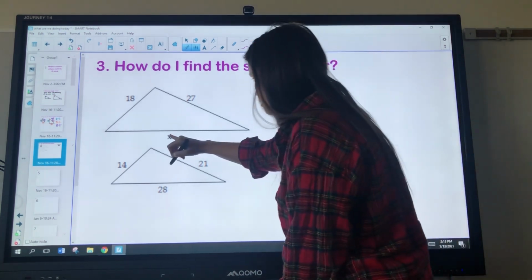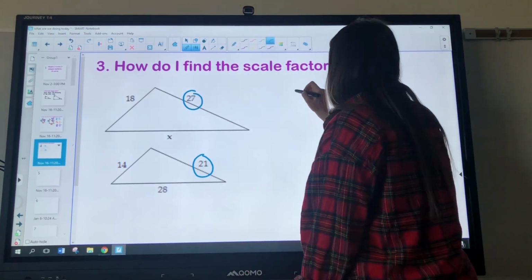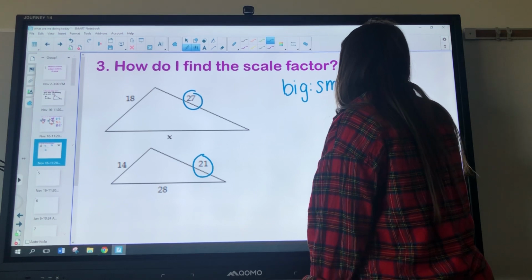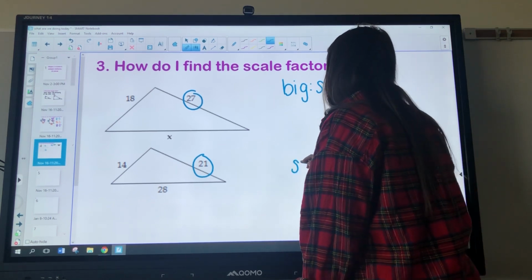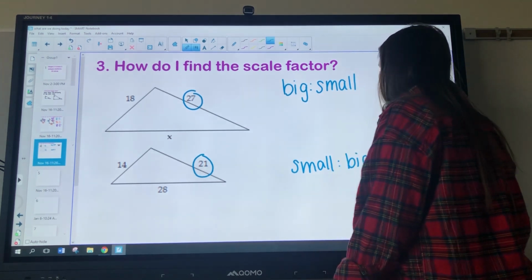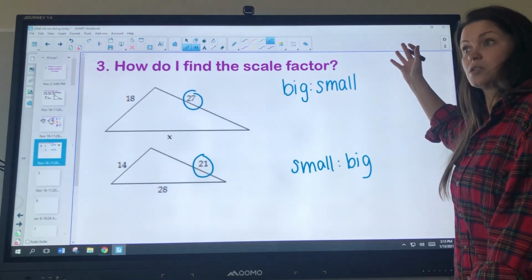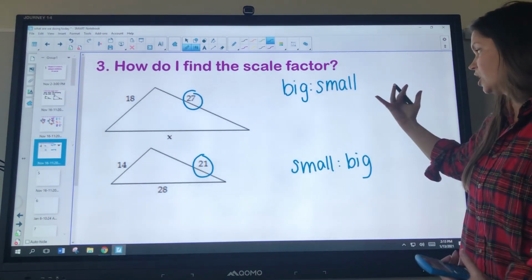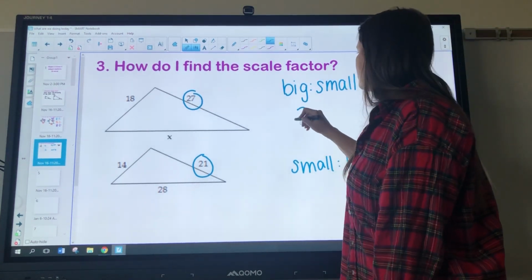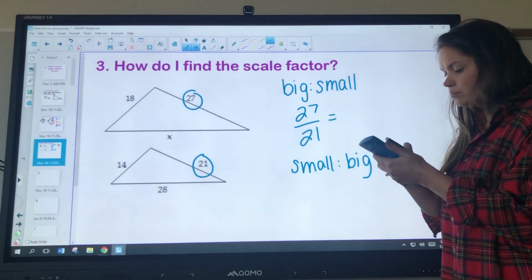So obviously you can't use the x, but if you take 21 and 27, they could want the big to small, or they could want small to big. I'll just do both. They'll tell you which order they want it. They'll say, what's the scale factor of this to this? And whatever they said first is what's going to go in the top of your fraction. So let's do the big one to the small one. What is 27 over 21 reduced down to?